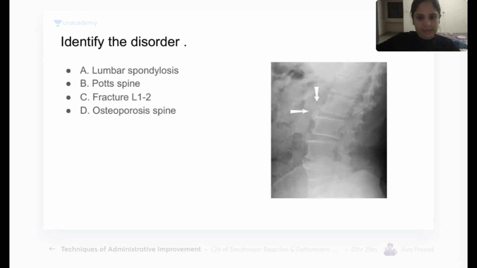Identify the disorder in this case. Lumbar spondylosis, Pott's spine, fracture L1, L2, or osteoporosis of the spine.